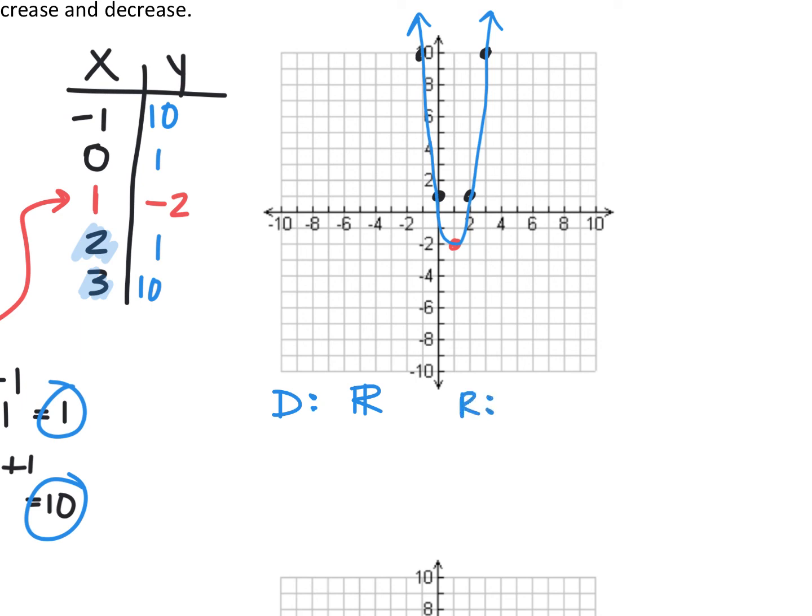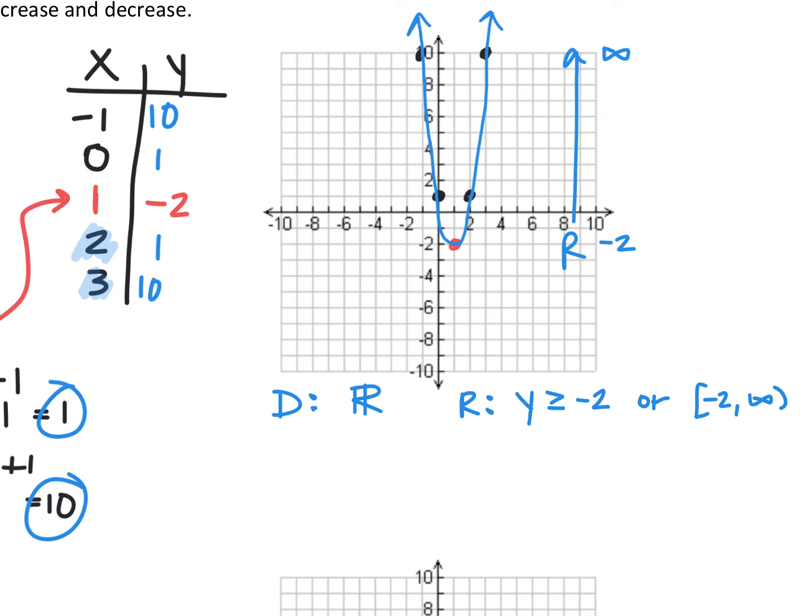The range. Where does the range start? What y value does it start at? -2, and then it goes up to infinity. So you could say y values greater than or equal to -2, or if you prefer it this way, brackets at -2 to infinity.